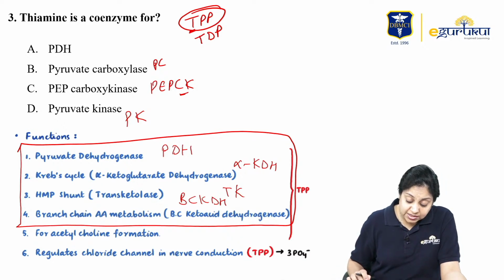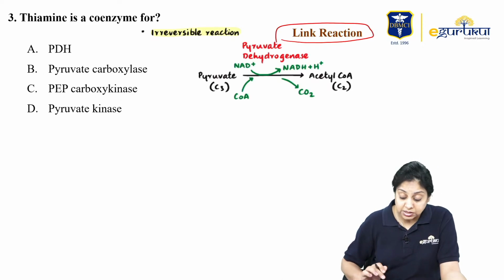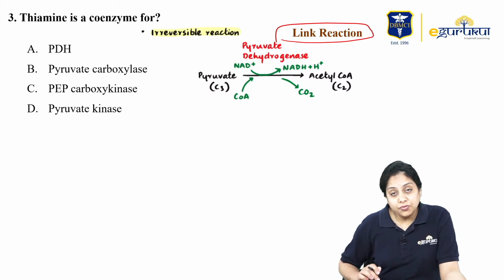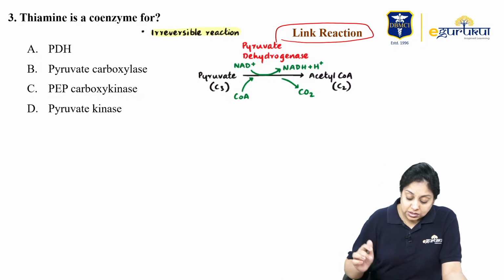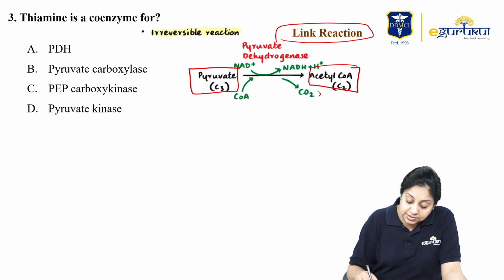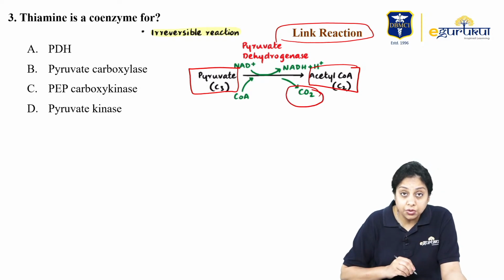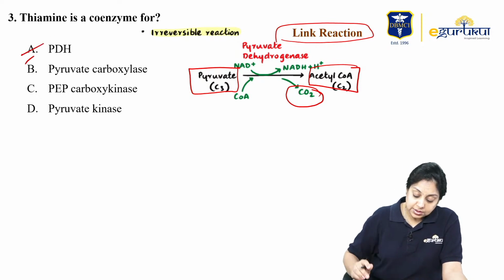So PDH is the enzyme related to what? The link reaction. Another very important question that may be asked in the exam. Pyruvate dehydrogenase is the link reaction, and it requires 5 coenzymes and cofactors. It requires lipoic acid, thiamine, and nicotinic acid. It is linking glycolysis to the tricarboxylic acid cycle, and there is a decarboxylation step going on that removes carbon dioxide, right? So this is this.